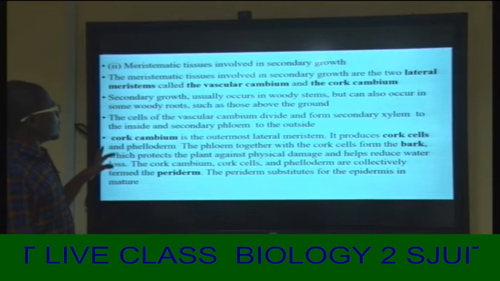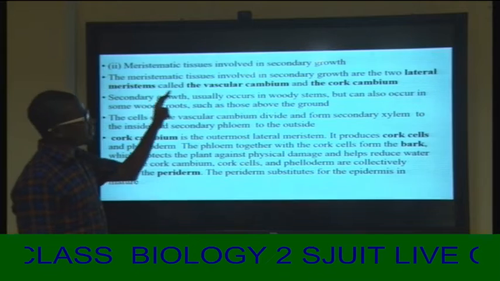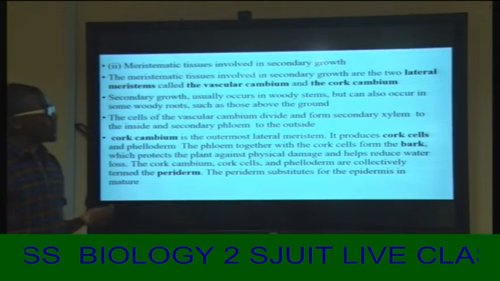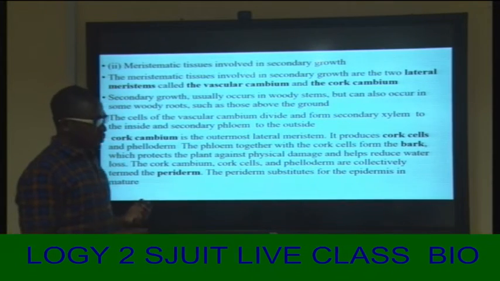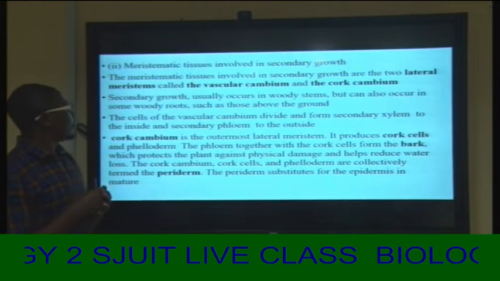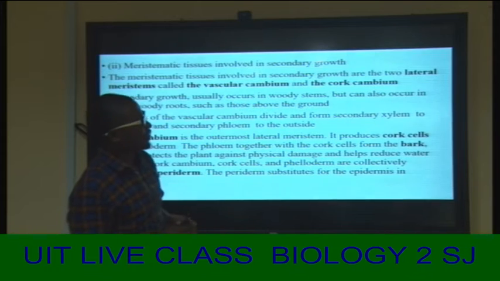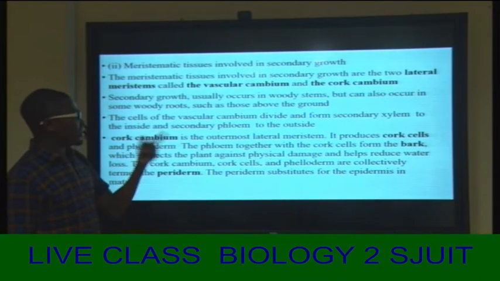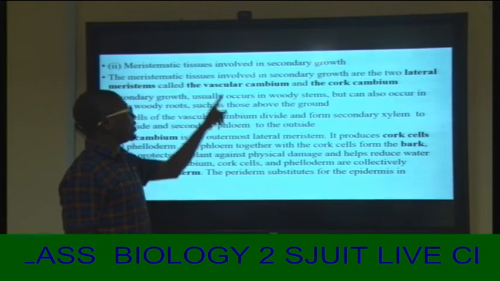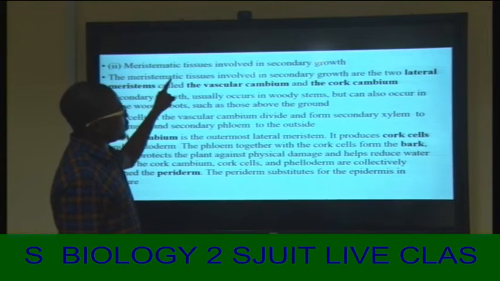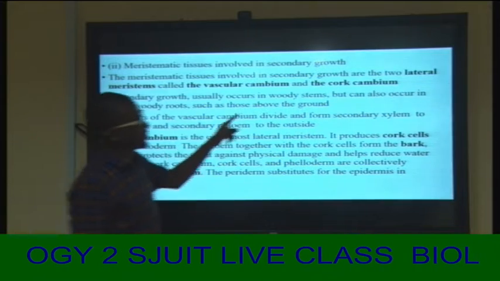The other part, we are now required to mention or explain the meristematic tissues involved in the secondary growth. So as I told you, the lateral meristematic tissues that are responsible for the secondary growth are of two kinds. Okay, we have the vascular cambium and we have the cork cambium. The vascular cambium later on will form the secondary xylem to the inside, and to the outside normally it forms the secondary phloem. So the first meristematic tissue responsible for secondary growth is the vascular cambium, which will form the secondary xylem and the secondary phloem. The other one is the cork cambium.